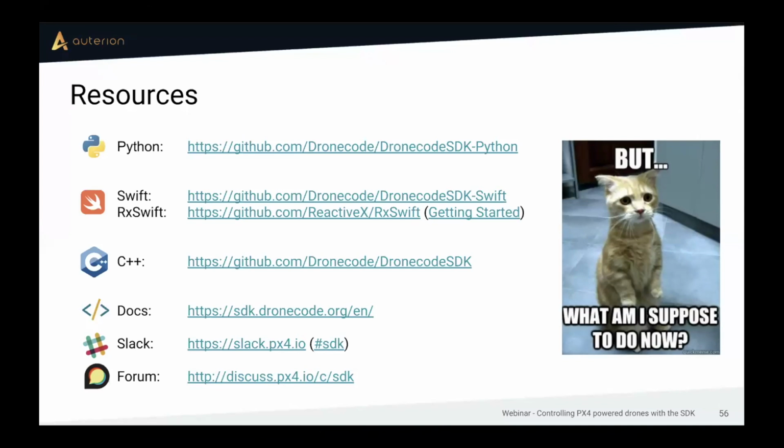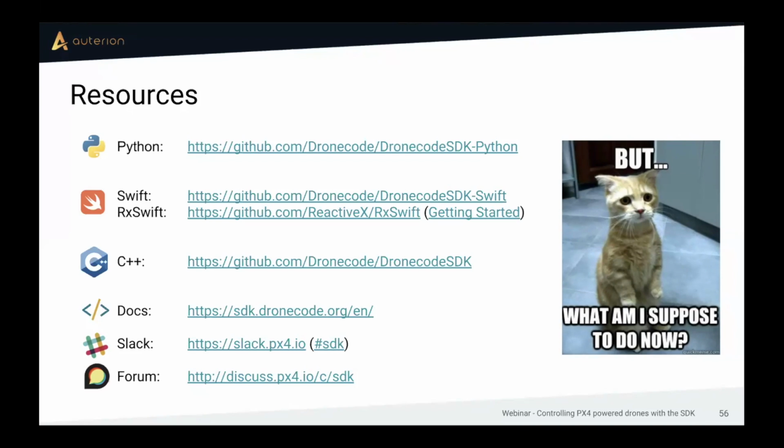Okay. So, resources. How can you get the code? How can you get documentation? How can you do this yourself? We have listed here some links. The repositories for Python, the repository for Swift, and then also some notes on the reactive extensions, RxSwift, that Jonas mentioned. Make sure to have a look at these. C++, that's sort of the core SDK repository. Make sure to check that out.